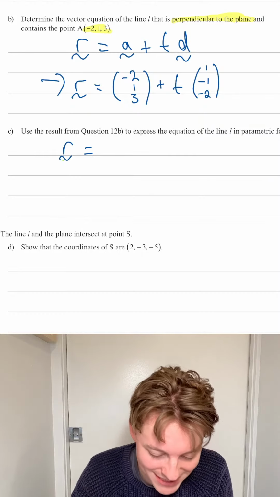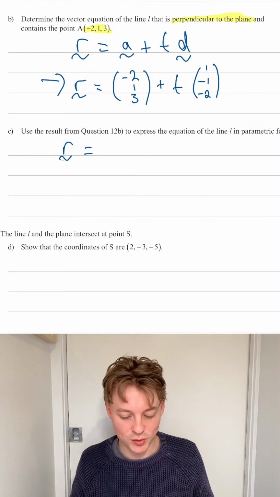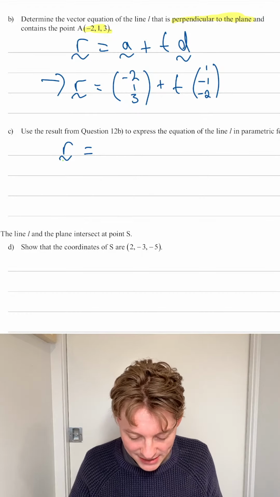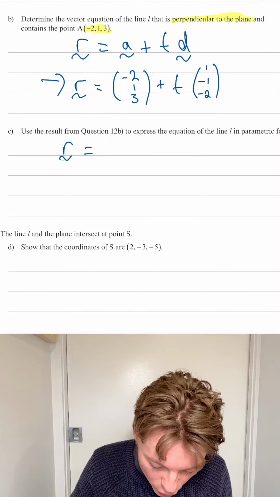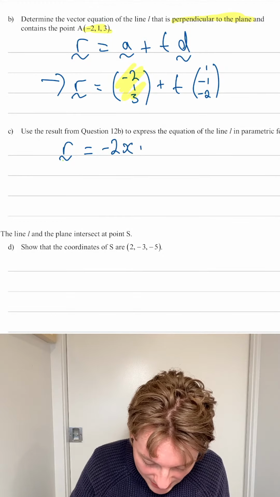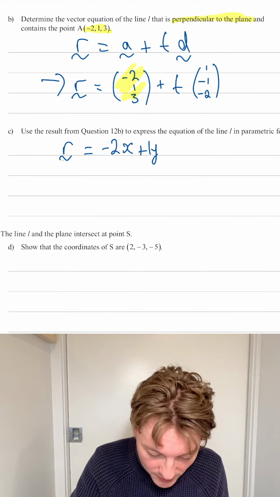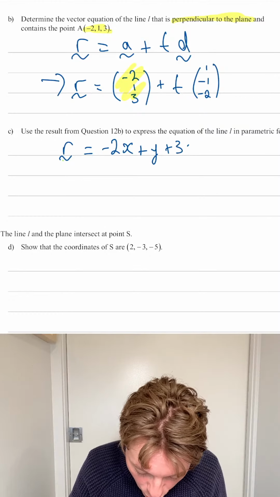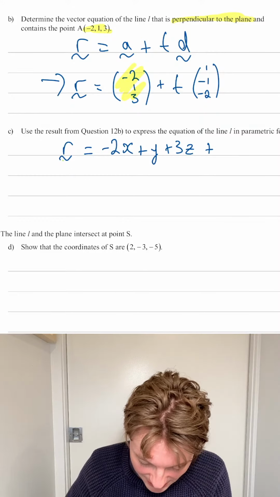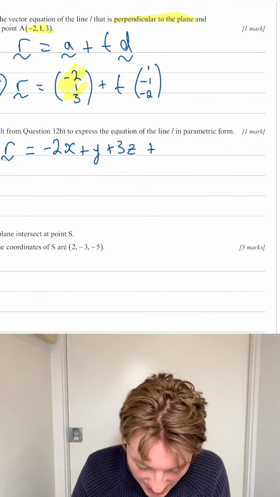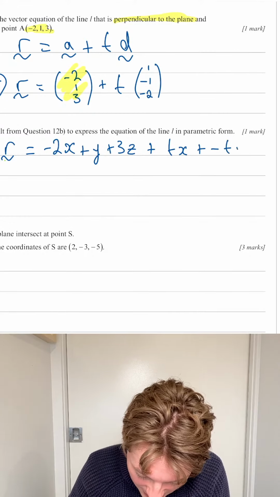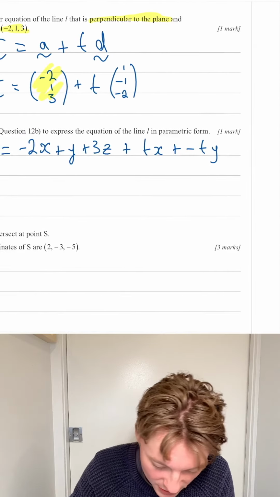A column vector is a very neat way of writing out minus 2x plus, in this case, y plus 3z. Okay, so if I consider that, that means I could technically write this first column vector here as minus 2x plus 1y, the 1 being my coefficient from there, plus 3z. And then for my t part, that is going to be plus tx plus minus ty, and I guess I don't need to write plus minus.